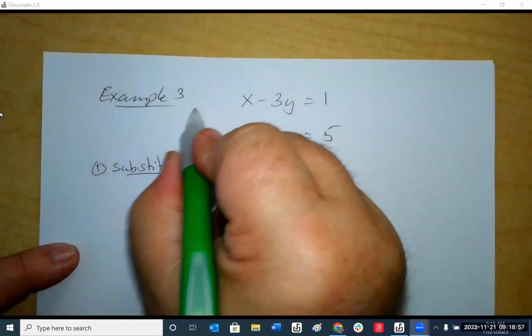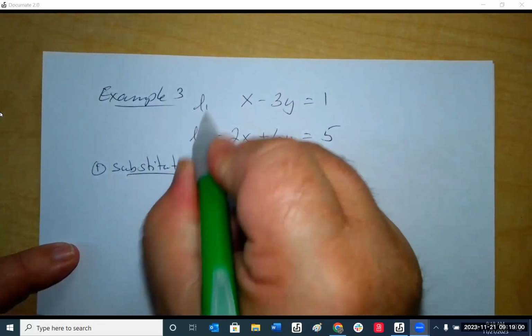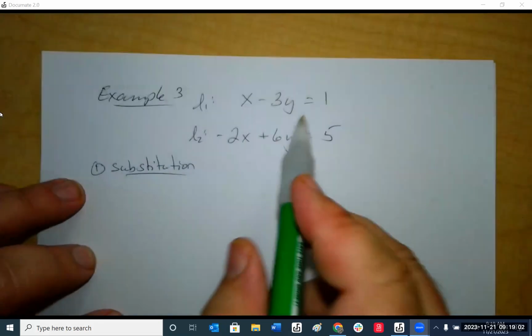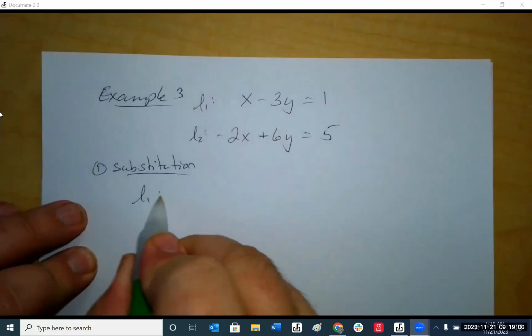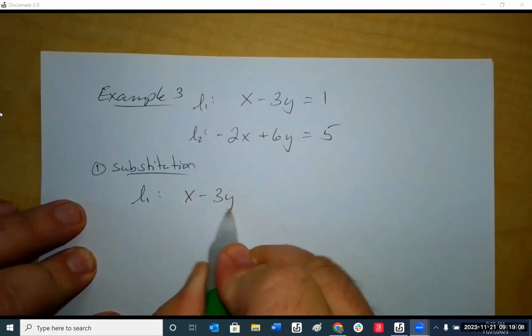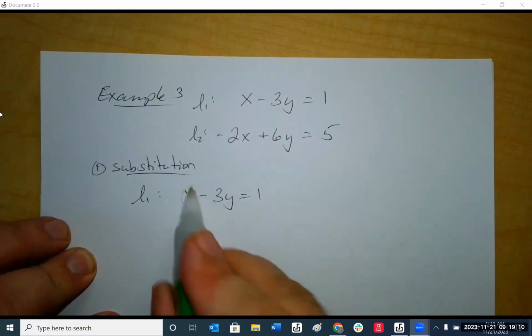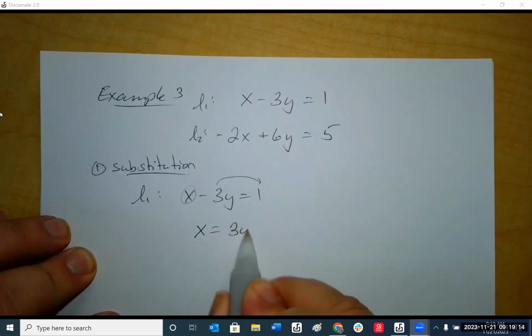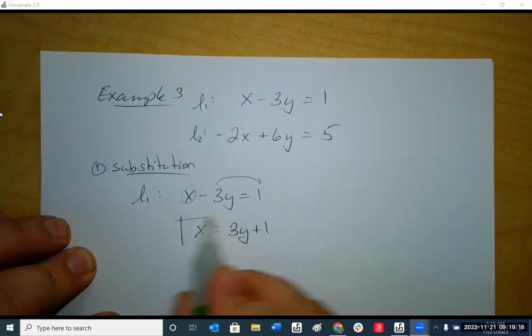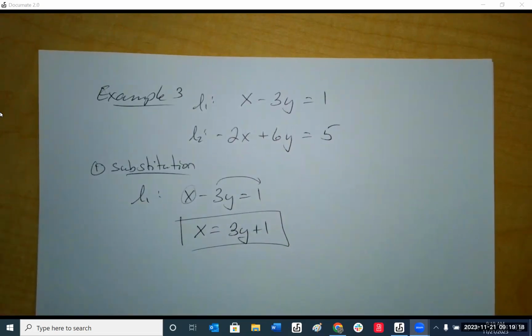So here I have line 1, line 2. So remember, I have to choose. I'm going to choose the first line and the first x. I'll use line 1. I solve for x. So I move that over. So x is equal to 3y plus 1. I'll have to come back to this one later.